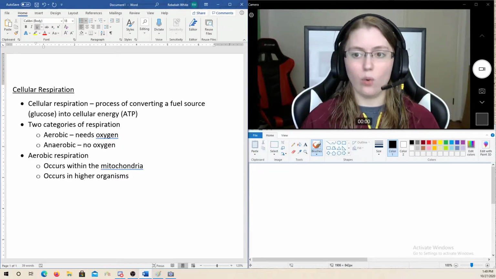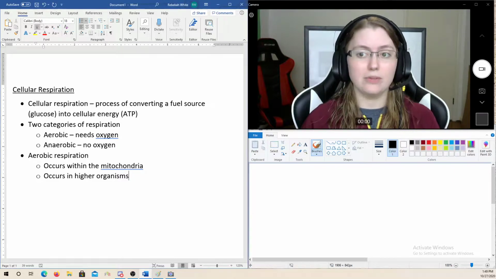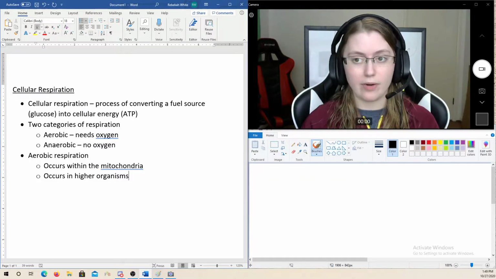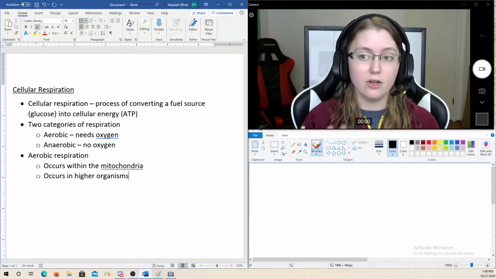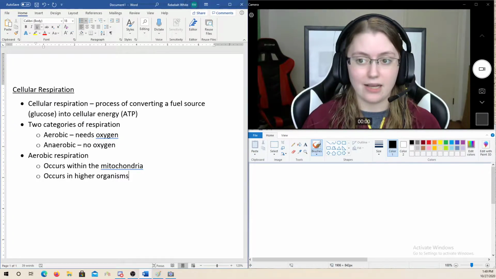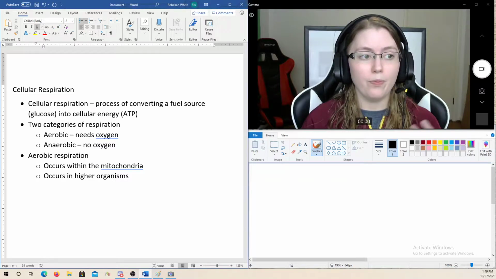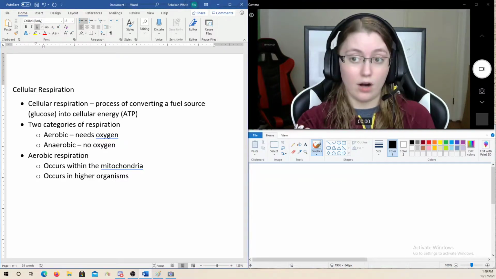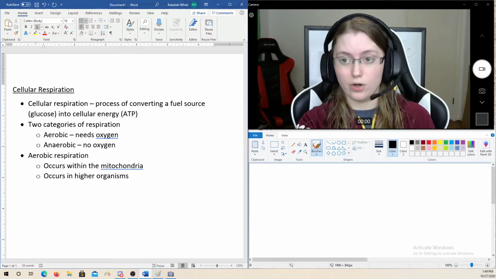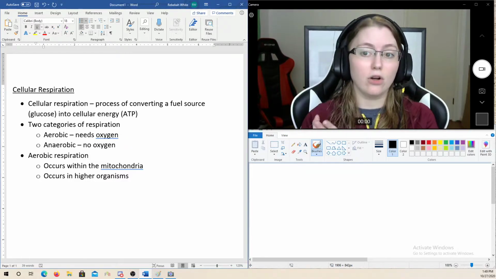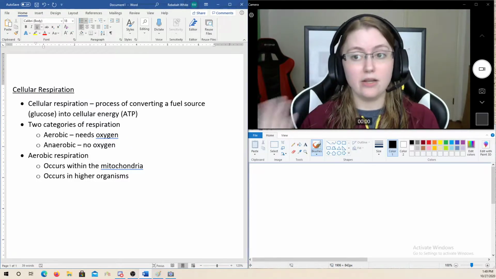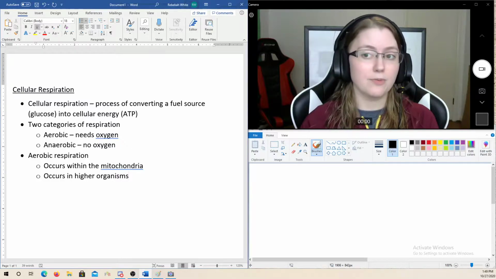Pretty much any organism that has lungs, that breathes in some way, is going to be undergoing aerobic respiration, because the whole purpose of breathing, inhaling, and exhaling is to bring in oxygen so that you can undergo respiration, and then exhale carbon dioxide, which is a toxic byproduct of respiration.